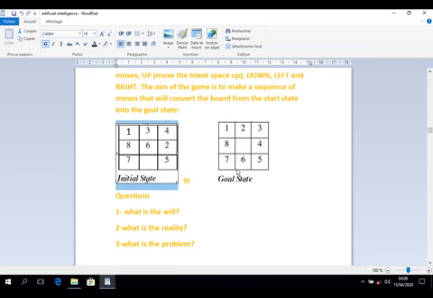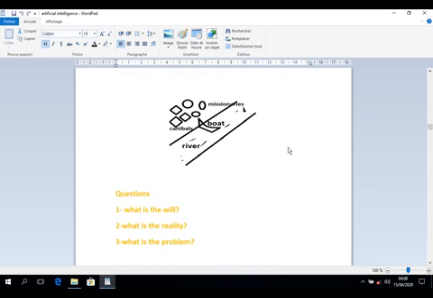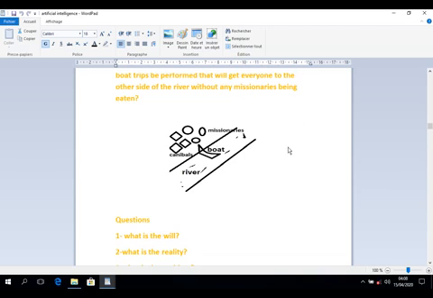Now in this other problem, the initial state is 3 missionaries and 3 cannibals on this side, and then the position of the boat. See? Now what is the goal state? The 3 missionaries and the 3 cannibals should be on this side with the boat. So fine.